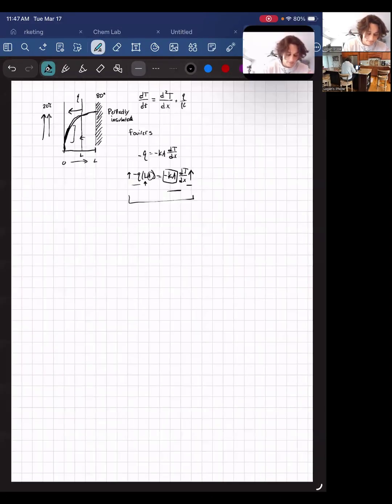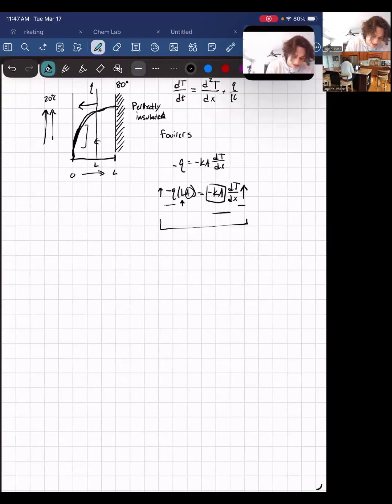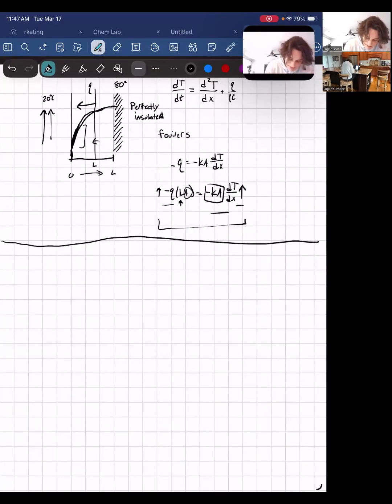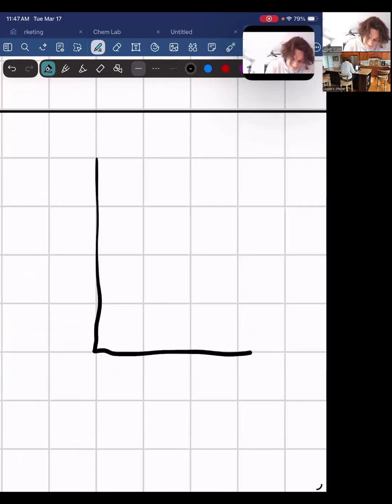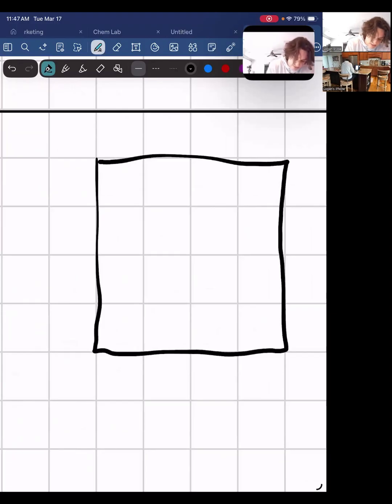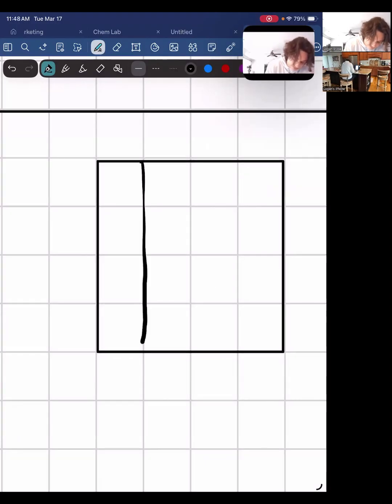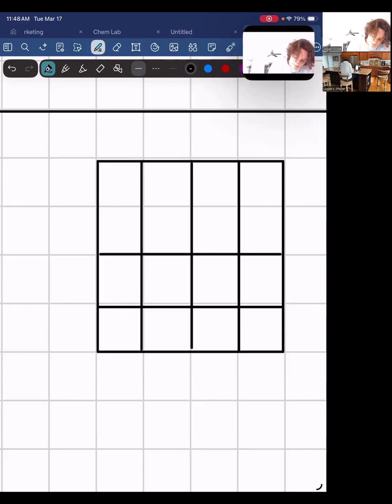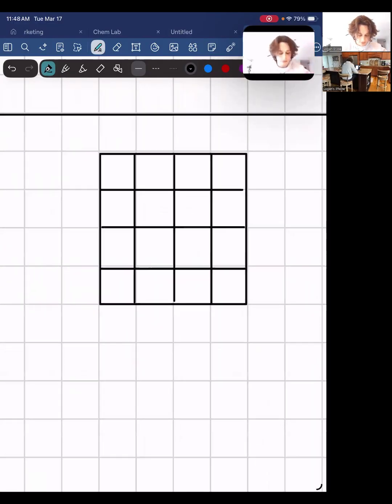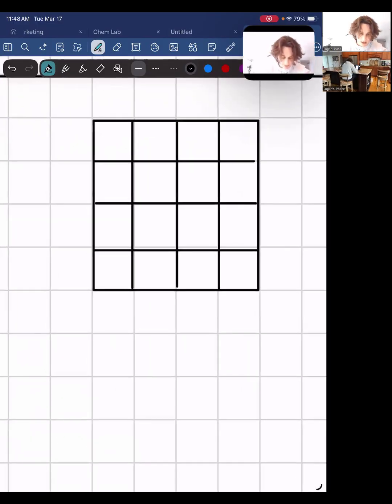So next we're going to look at a grid here. I should have drawn this out before, but I did not. So if we look at this grid here, I'm going to draw this out real quick. So, right, we can look at this grid.